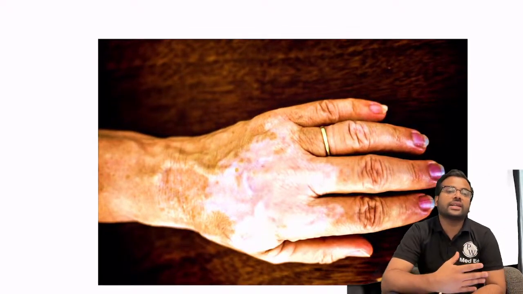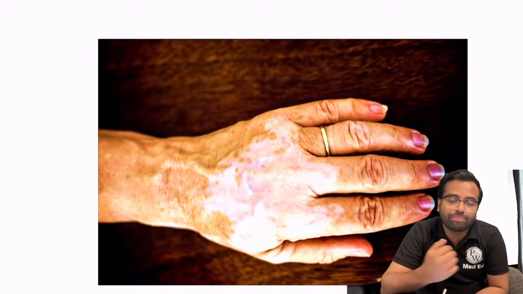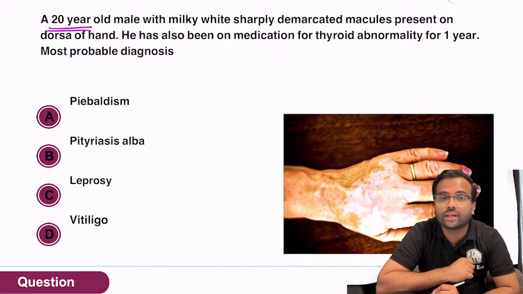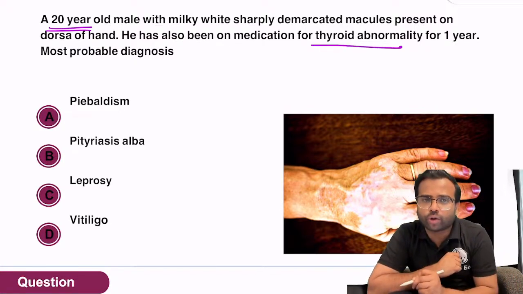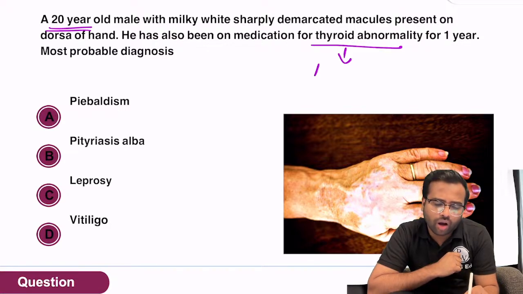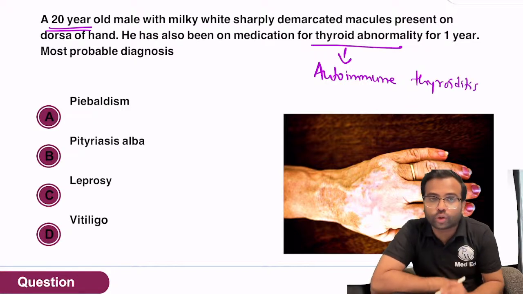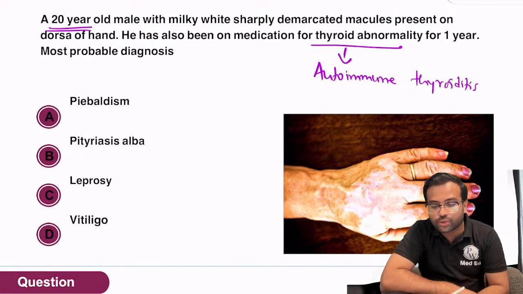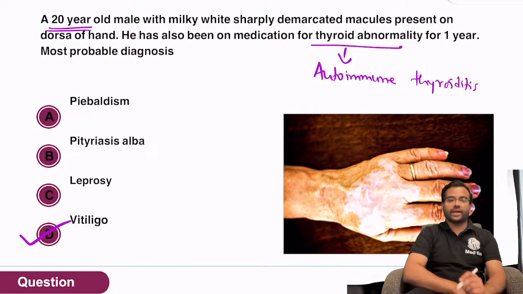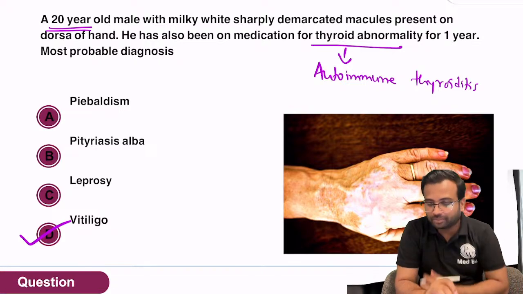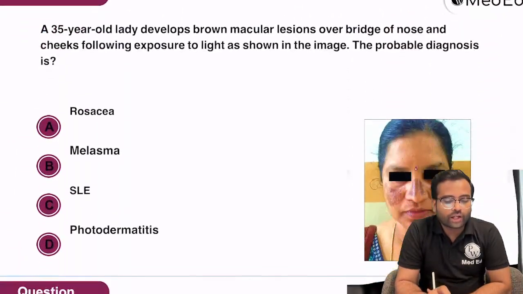You can see that there is a milky white depigmented lesion over the dorsum of the hands. So what is the most likely diagnosis, as a 20-year-old male is having some thyroid abnormality, most probably autoimmune thyroiditis, like Hashimoto thyroiditis, right? So now what comes to your mind here? Yeah, this should be a case of vitiligo. So now let's go to the next question.